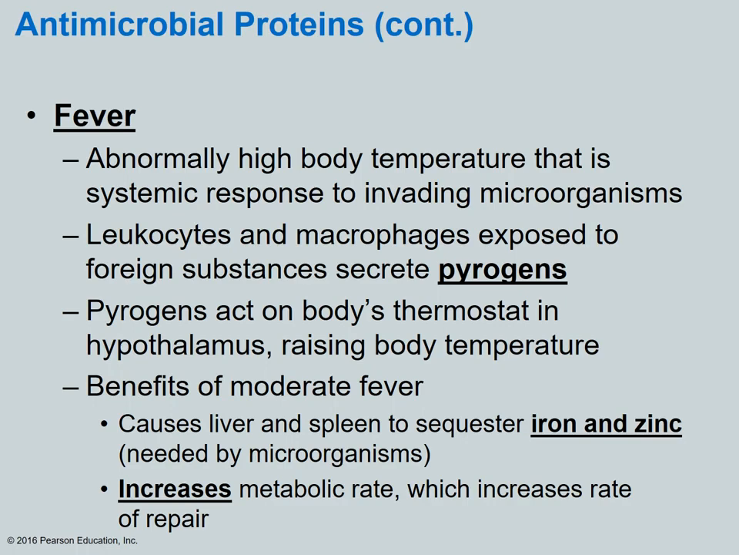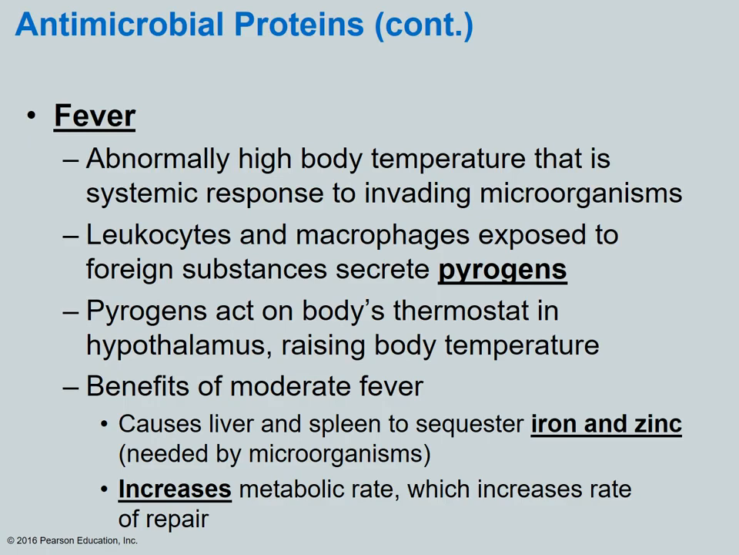Another thing that can happen as part of the second line of defense is fever. Obviously, fever is higher than normal body temperature. It's a systemic response to the invading pathogens. What happens is your leukocytes, those neutrophils and macrophages, are going to secrete what we call pyrogens. Pyrogens are going to act on the hypothalamus. The hypothalamus is what controls your internal body temperature. It's just like you walking up to your thermostat and raising the temperature. And that's what it's going to do. It's going to increase that set point.